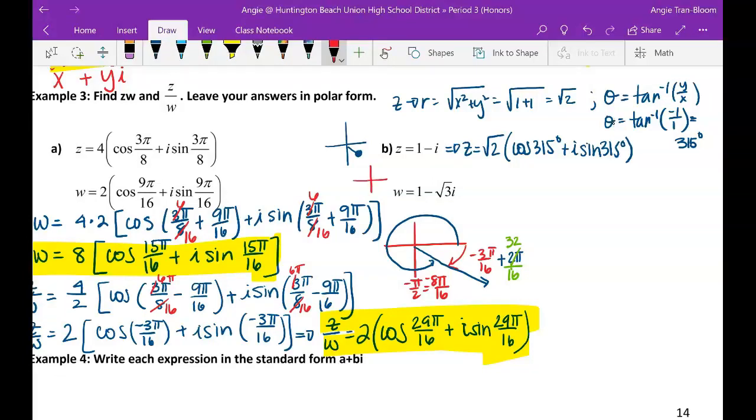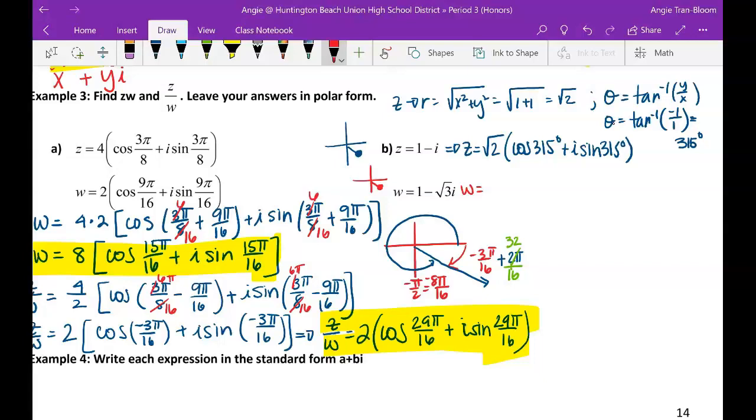X is positive, y is negative again. So again, I'm in quadrant number 4. The reason I do that is because I want to make sure if I need to add 180 degrees or not when I'm looking for theta.